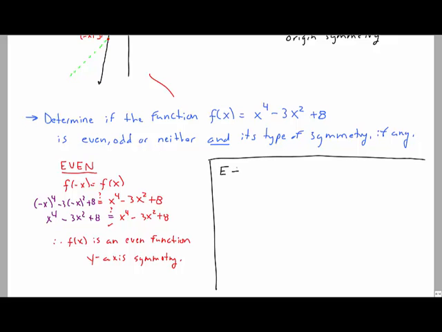So if I have an even plus an odd function, I have no symmetry. Again, an even function has y-axis symmetry, an odd function has origin symmetry, but when I combine them, they have no symmetry at all. Let's look at what would happen if we multiplied. What if we had an even times an odd? If I took an even function times an odd function, I would have origin symmetry.